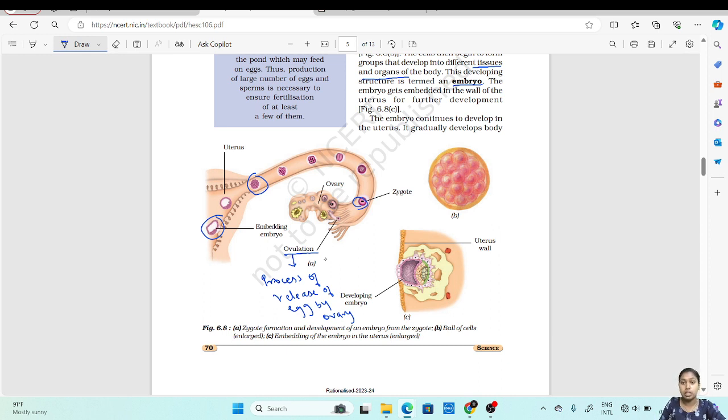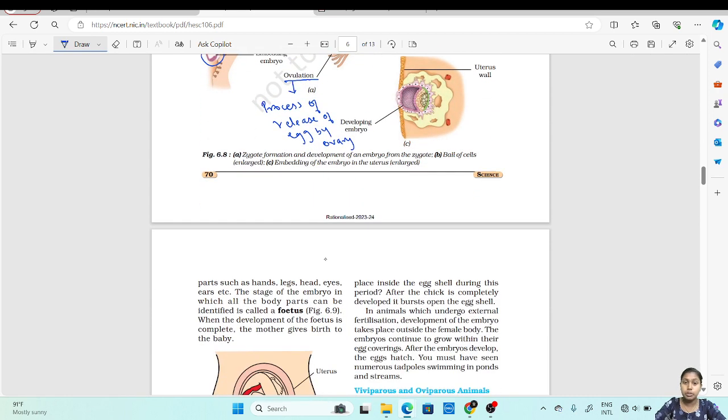So the embryo continues to develop in the uterus. It gradually develops a body. Once the embryo is embedded in the uterus, it starts to develop body parts such as hands, legs, hair, eyes. Everything starts developing here.